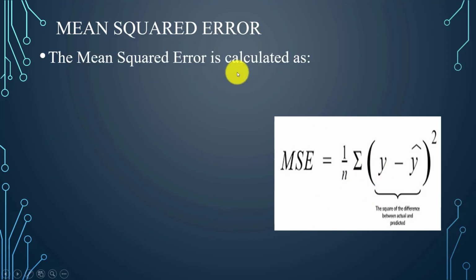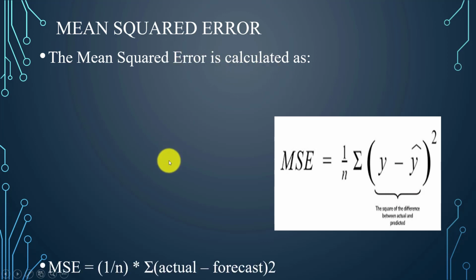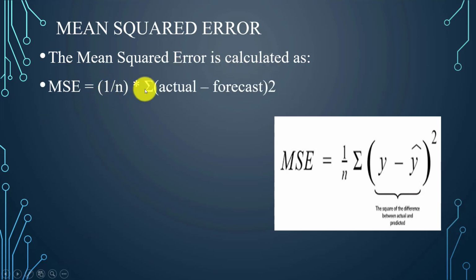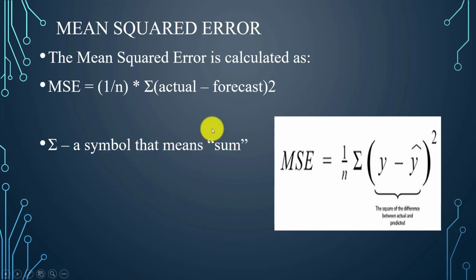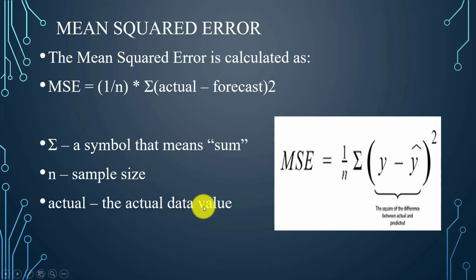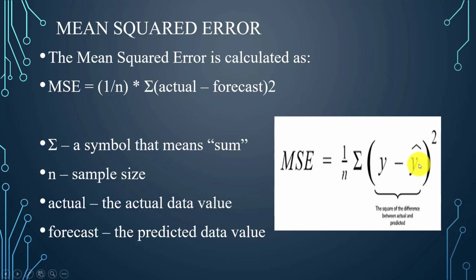Let's understand the formula once again. How are we going to calculate it? 1 by n into the summation of (y minus y cap) squared. Now y is nothing but the actual value, and this summation symbol is the sum of all the difference errors, and n is the sample size or total number of observations, and y is the actual data values, and y cap is the forecast or predicted or estimated value.